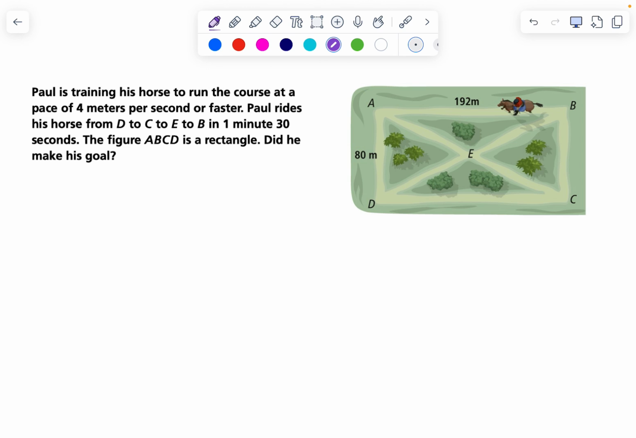All right, so he's training his horse to run at a pace of 4 meters per second or faster. Paul rides his horse from D to C to E to B in 1 minute and 30 seconds. Did he make his goal? What shape is it? Okay. What's true about rectangles?